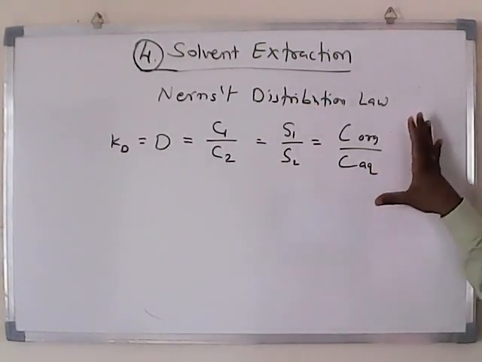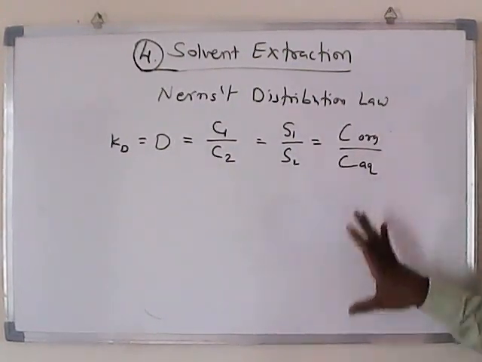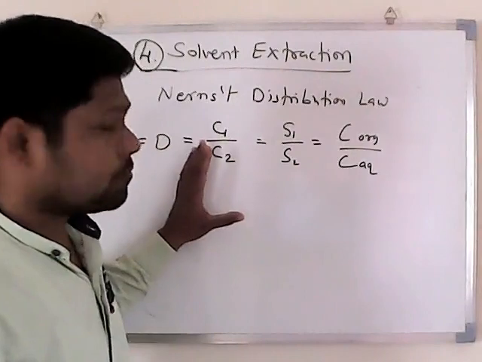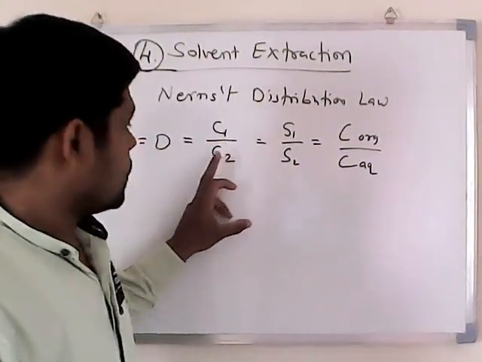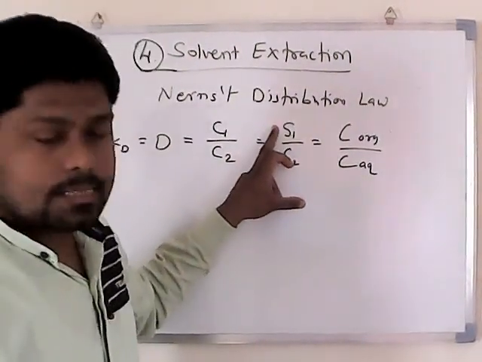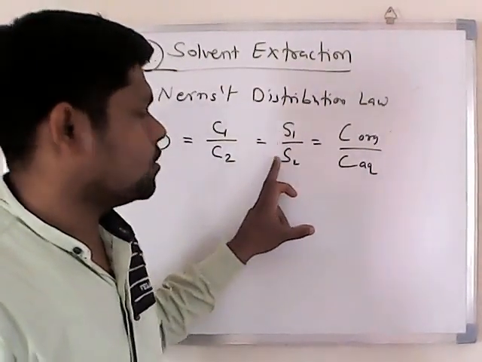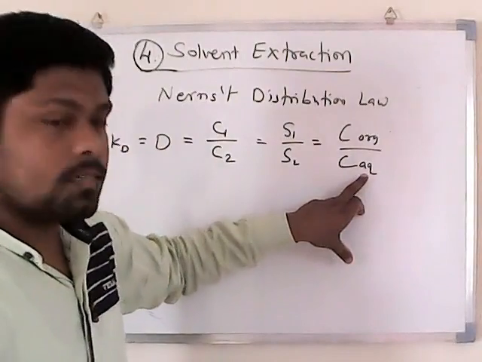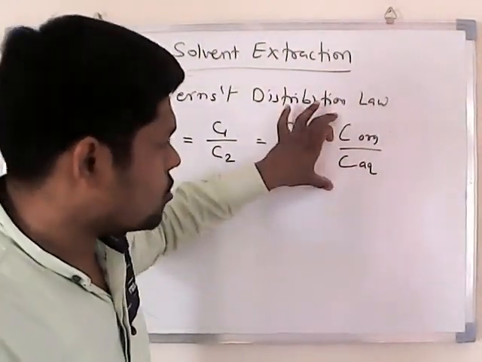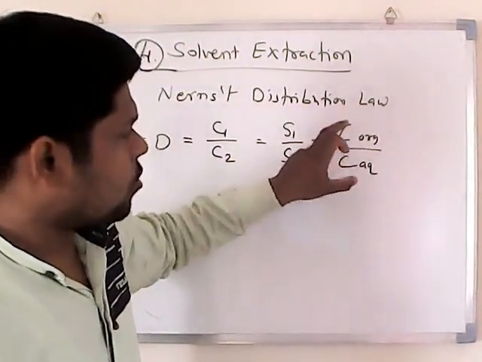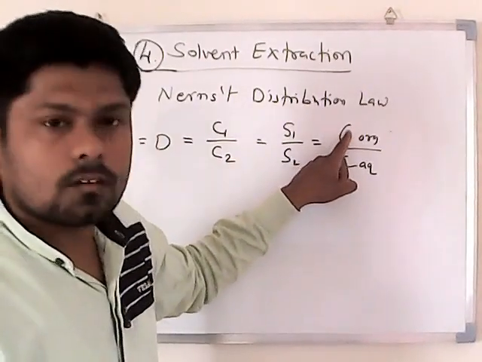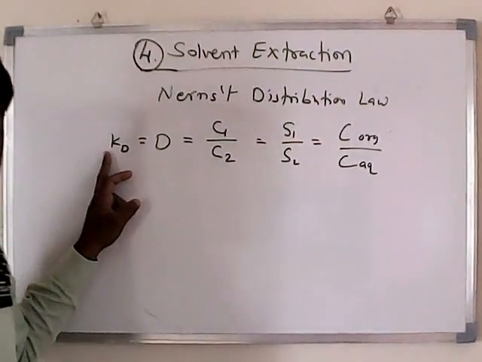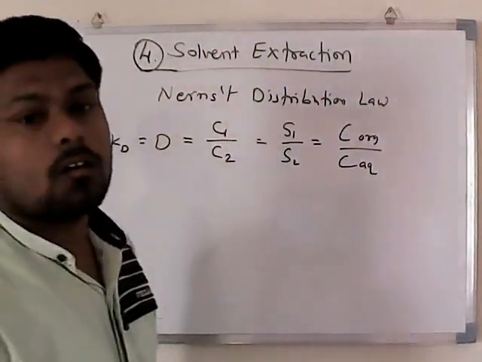We move in reverse, from the mathematical expression to the statement. Here C stands for concentration of solute in one phase, and concentration of solute in the second phase. S stands for solubility of a solute in one phase to the solubility of a solute in a second phase. And according to the definition of solvent extraction, one is the aqueous phase, another is the organic phase. So that is called the ratio. The ratio of concentration of a solute in the organic phase to the aqueous phase remains constant at constant temperature. That is the statement of Nernst distribution law.